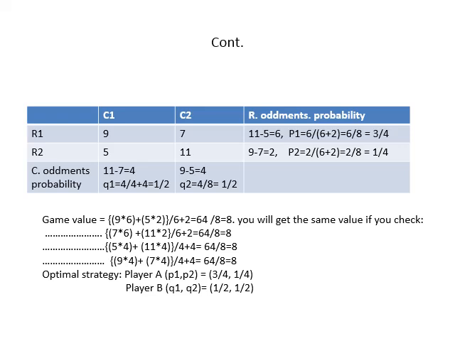Okay. Let us try the next version. Look at the column C2. 7 times 6 plus 11 times 2. 7 times 6 is 42, and 11 times 2 is 22. 42 plus 22 is 64. 64 over 8 also equals 8.